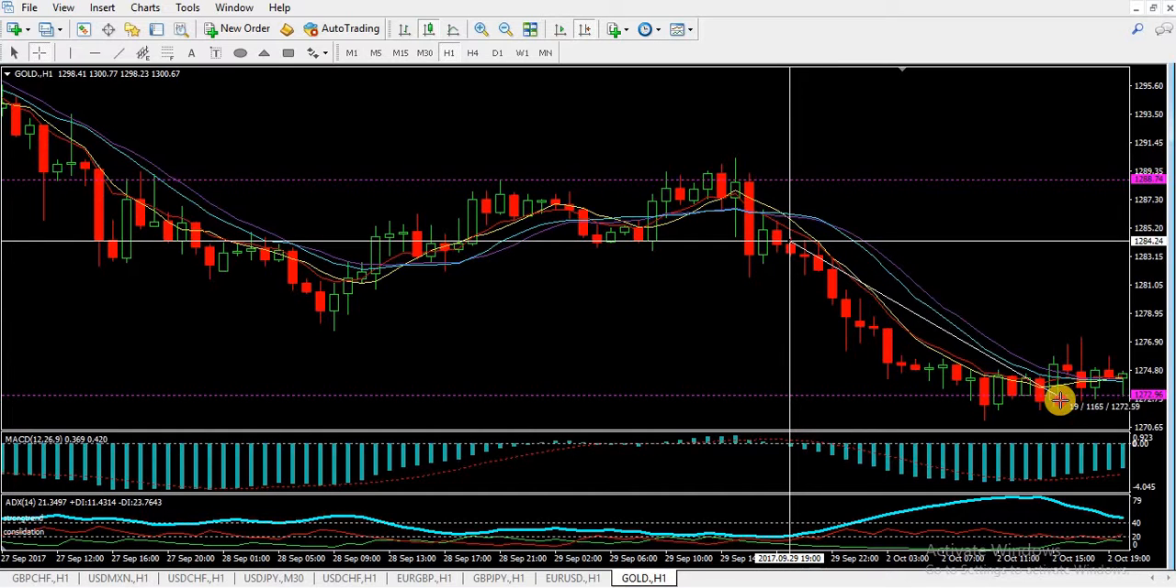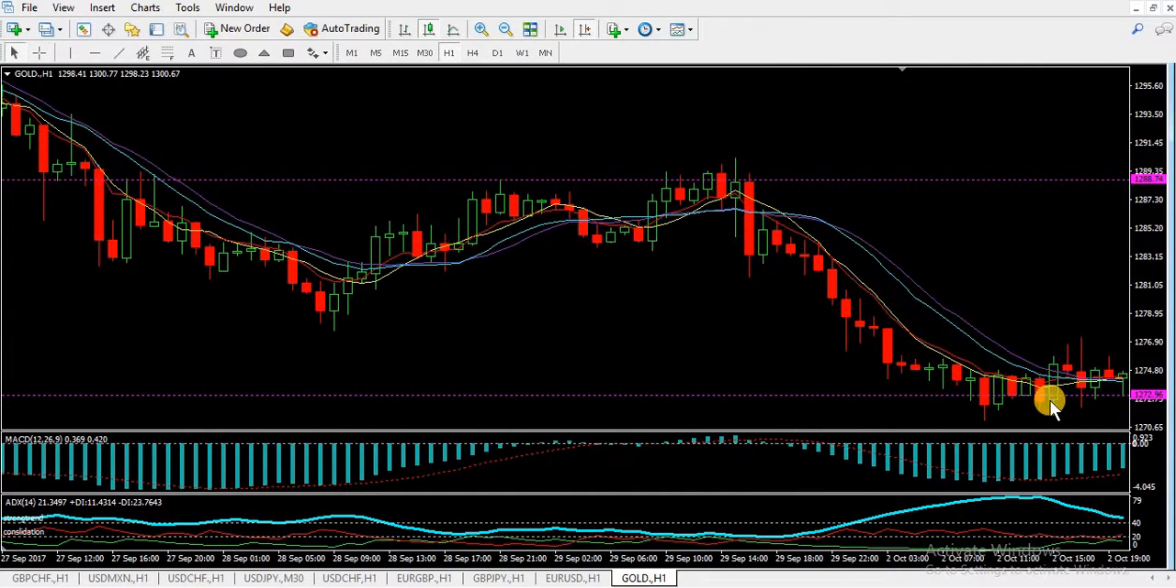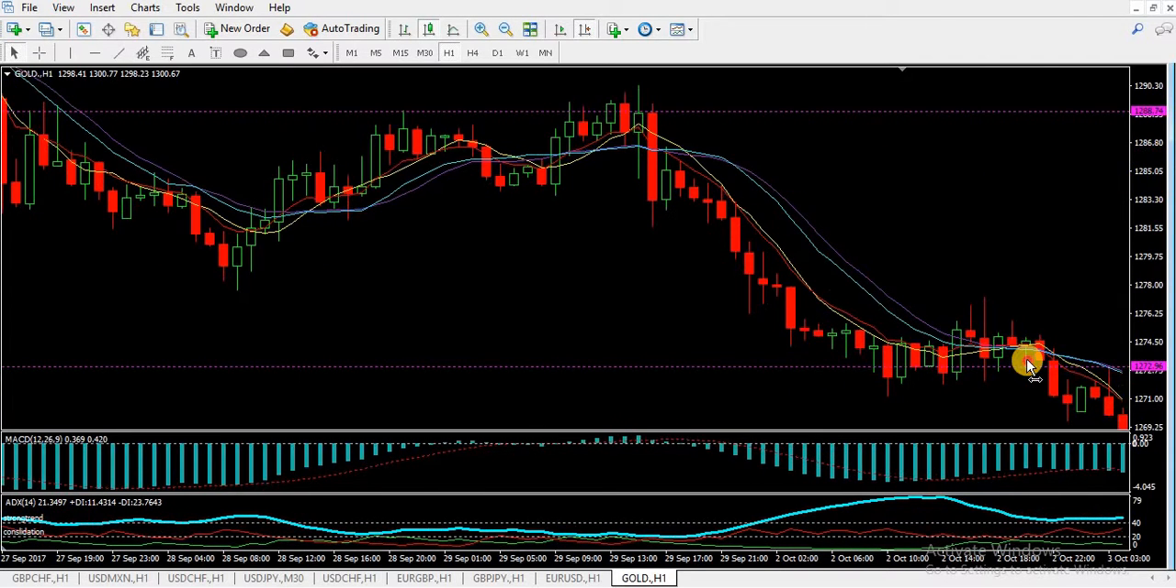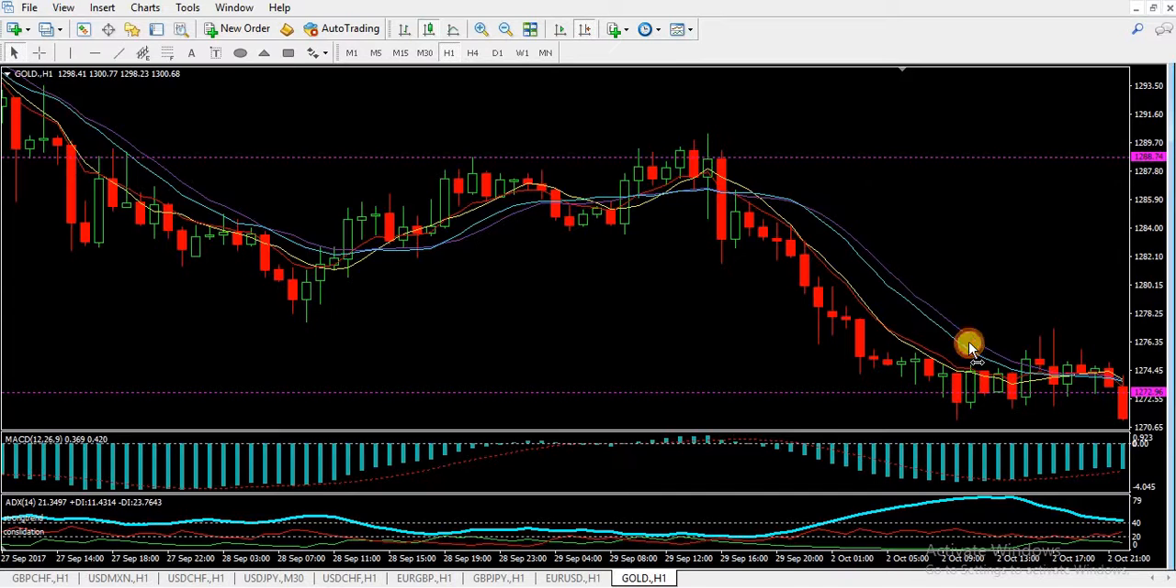That is like 116 pips. Then you wait for it again. Bam, there's your entry over here. There's a breakout, by the way. There's a breakout. Volume.